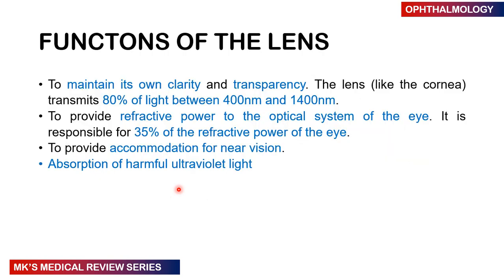Now, what are some of the functions of the lens? One is to maintain its own clarity and transparency. Remember, like the cornea, the lens is transparent. It transmits 80% of light between the wavelengths 400 nanometers to 1400 nanometers. The second thing is that it provides refractive power to the optical system of the eye. 35% of the refractive power of the eye is actually offered by the lens. It also functions in the process of accommodation, especially for near vision, as well as absorption of harmful ultraviolet light. So these are some of the functions of the lens.